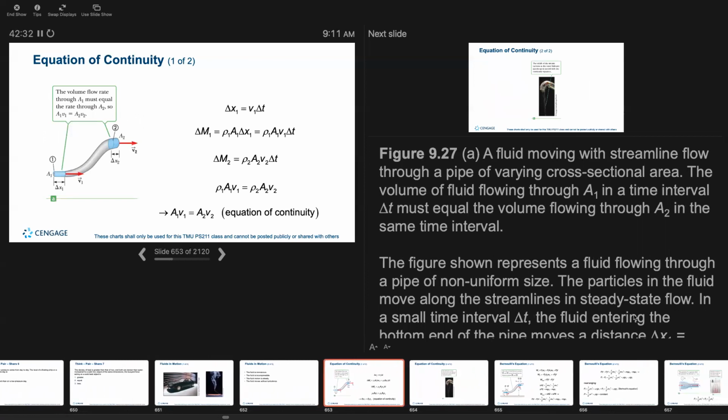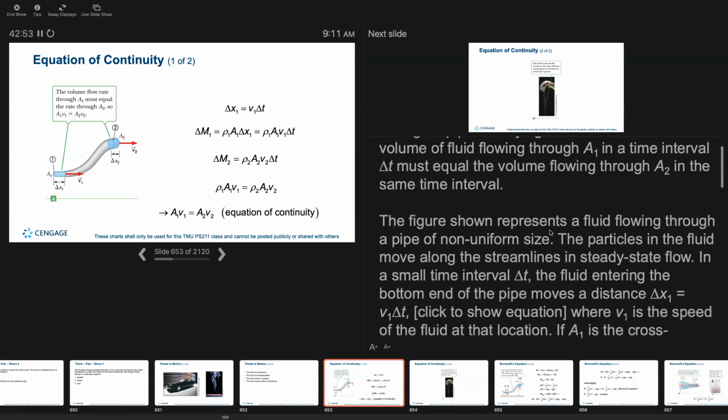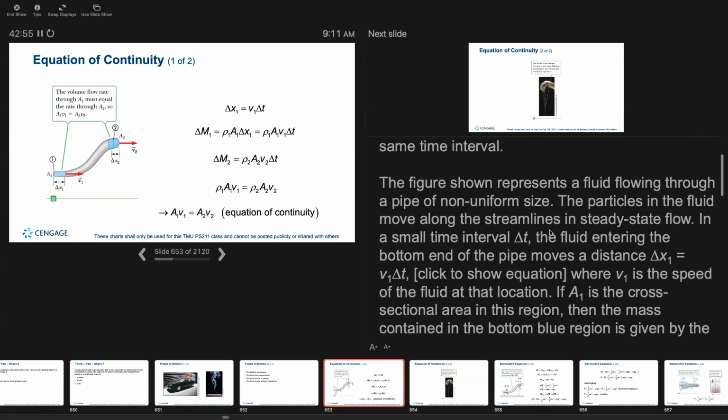So in this figure, as we're exploring the equation of continuity, a fluid moves with streamlined flow through a pipe of varying cross-sectional area. The volume of fluid flowing through A1 in a time interval delta t must equal the volume flowing through A2 in the same time interval. The figure represents a fluid flowing through a pipe of non-uniform size, with the particles in the fluid moving along the streamlines in a steady flow state.